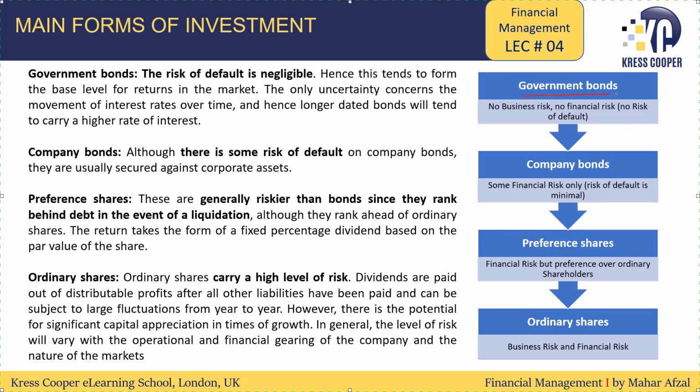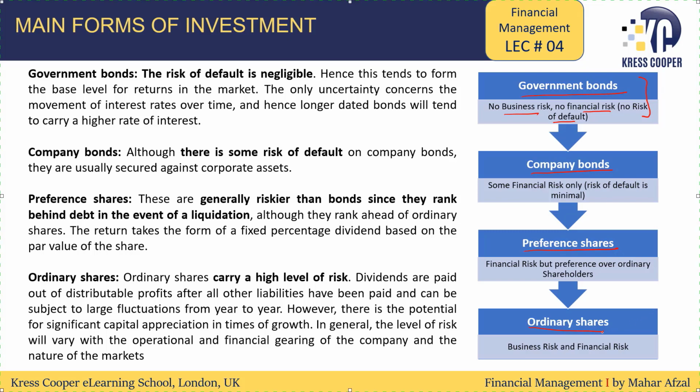Usually these are the four different forms of investment: government bonds, company bonds, preference shares and ordinary shares. In the government bond, there is no business risk and no financial risk, because there are almost minimal chances of default, since the government is standing behind these securities. So risk is almost zero. So the return will be accordingly, based upon the principle that risk is directly proportional to return.